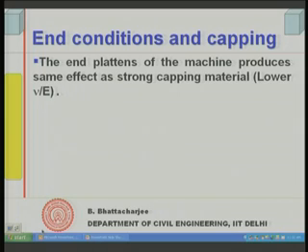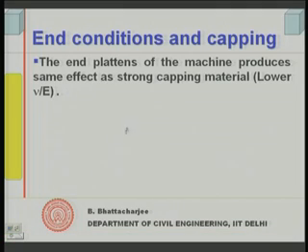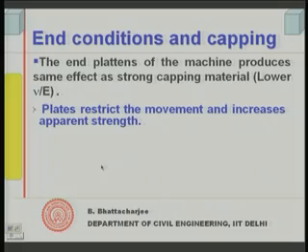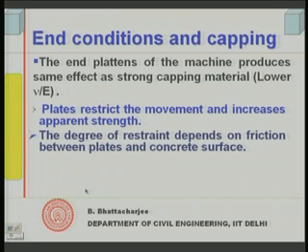It has got a lower nu over E, so it would actually have a tendency to increase the strength of the concrete. So, the end platens themselves, the machine plates, because you apply the load through the machine hydraulically or some other way, these loads are applied through plates, and this machine platen itself produces a similar effect as the strong capping material. These plates restrict the movement and increase the apparent strength.